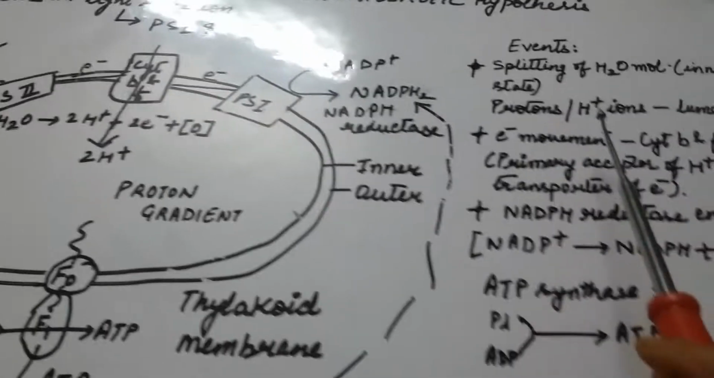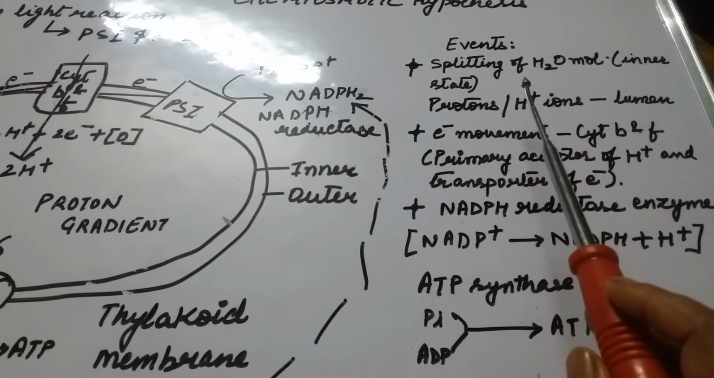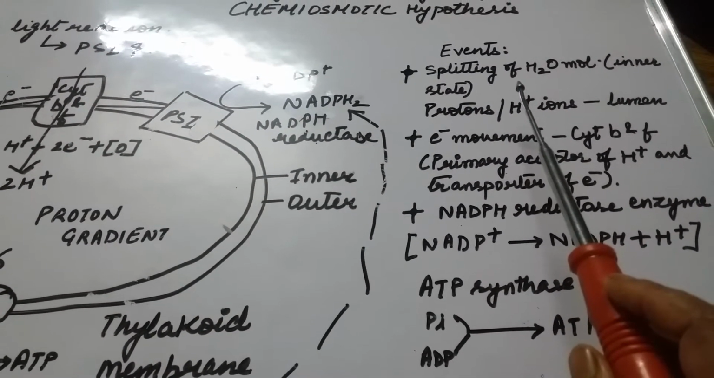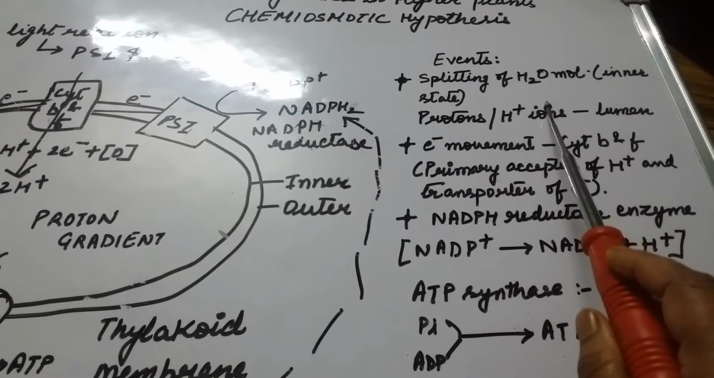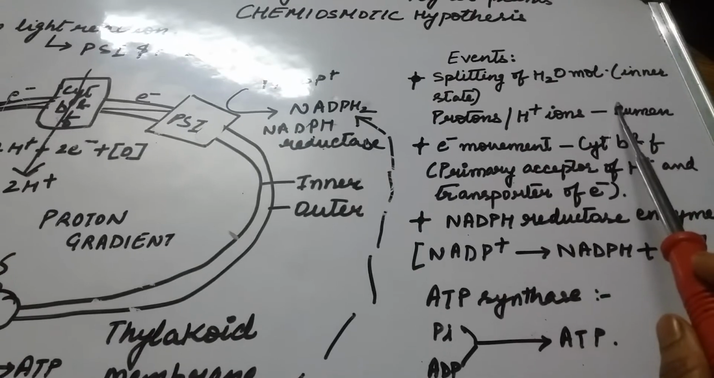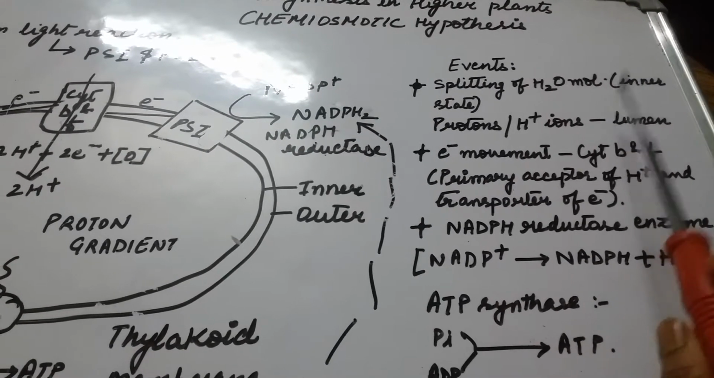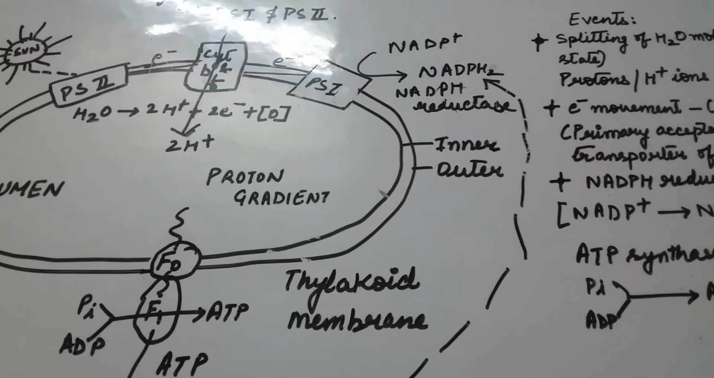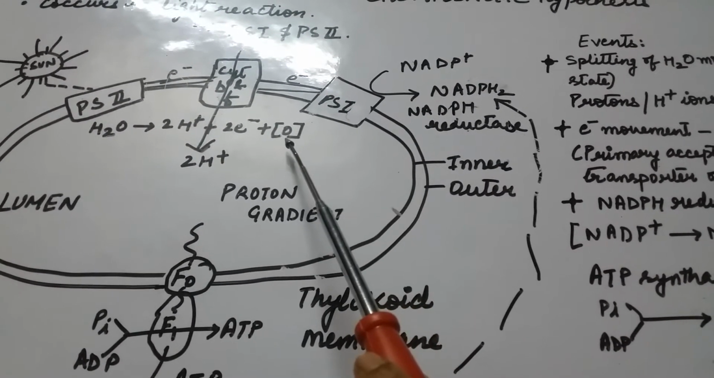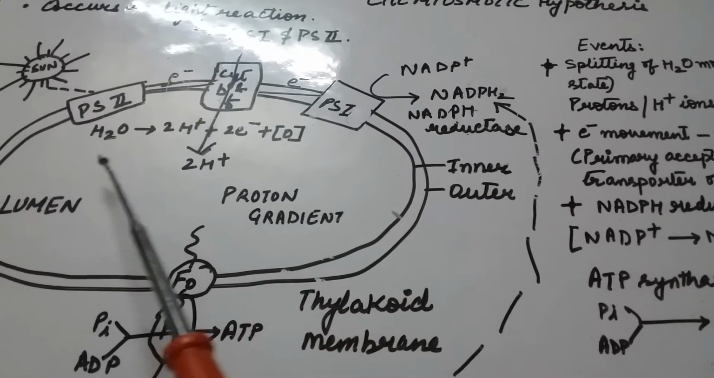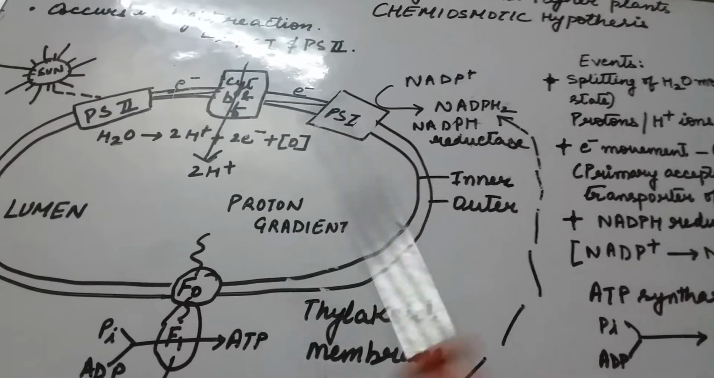Thus, the events that take place in chemiosmosis are: first is the splitting of the water molecule that occurs inside the inner membrane of the thylakoid, which helps the hydrogen ions, or the proton ions, produced by the splitting of water to accumulate within the lumen of the thylakoids.